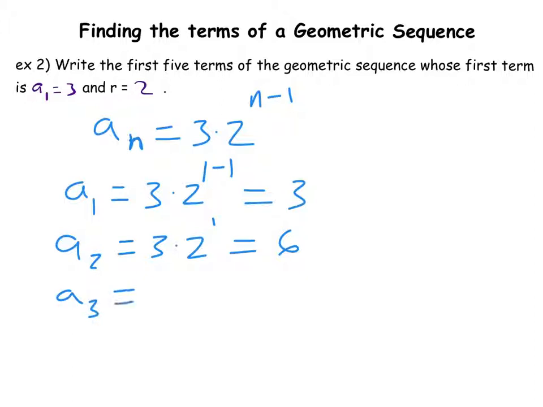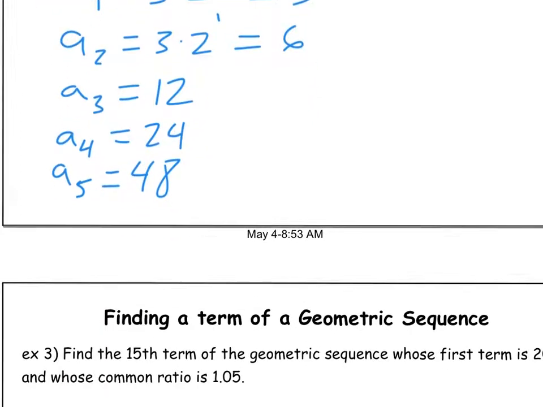And if you really recognize the pattern, you're seeing that you're just multiplying by 2. So a sub 3 would be 12. A sub 4, 24. And then our fifth term, 48. Obviously, if you wanted any particular term in the sequence, you stick that number in for n, and you're good to go.